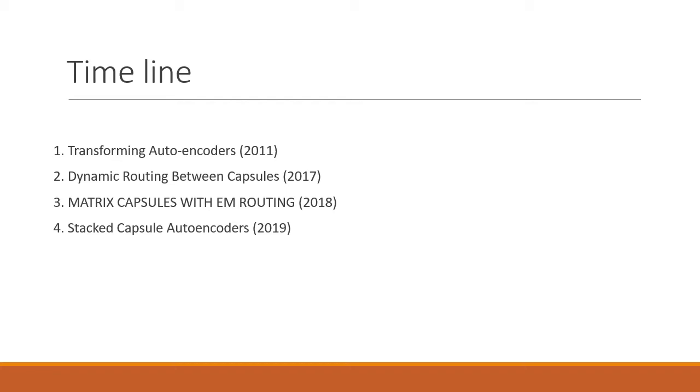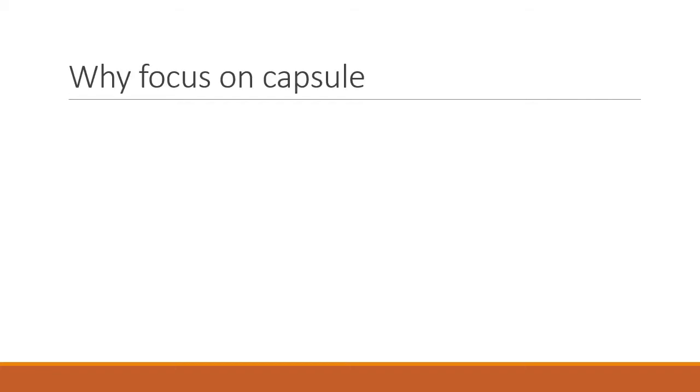In 2019, stacked capsule autoencoders used unsupervised learning. Its main principle is to use an autoencoder to segment parts from an image, and then combine the parts into an object. Maybe you will have a question. Why should we pay attention to the development of capsule network? I will answer it for you next.